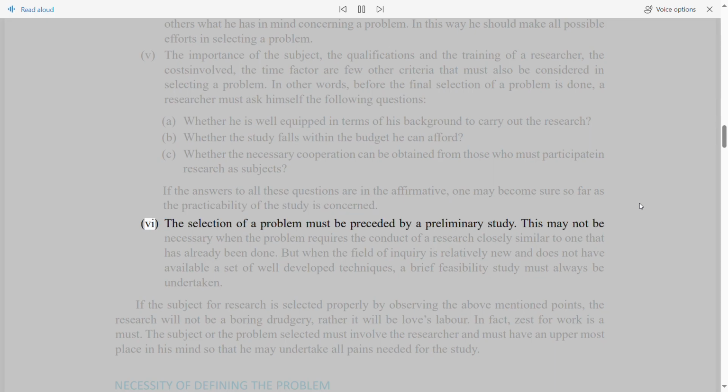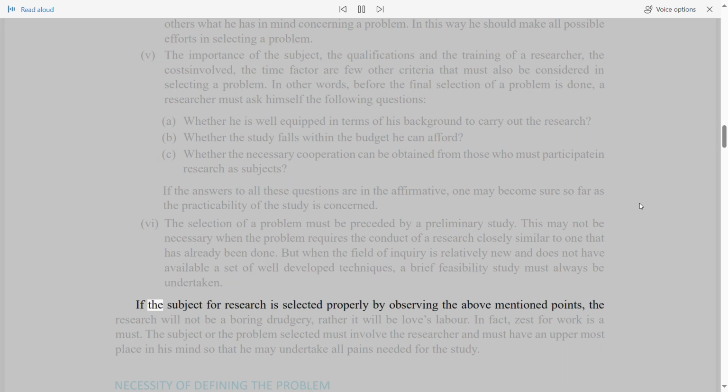6. The selection of a problem must be preceded by a preliminary study. This may not be necessary when the problem requires the conduct of a research closely similar to one that has already been done. But when the field of inquiry is relatively new and does not have available a set of well-developed techniques, a brief feasibility study must always be undertaken.